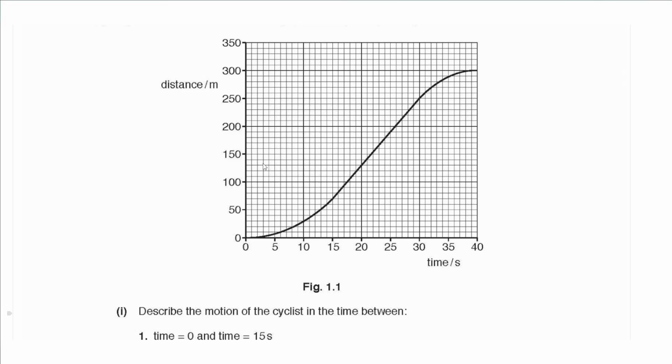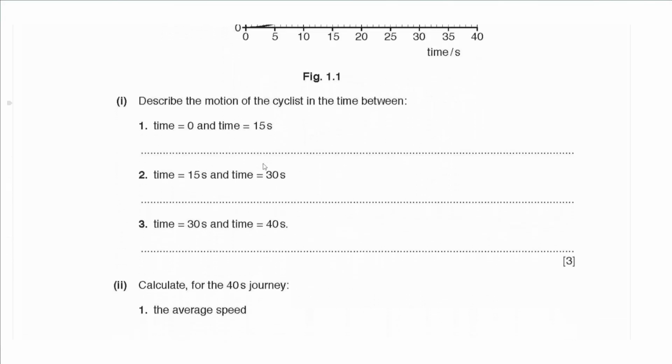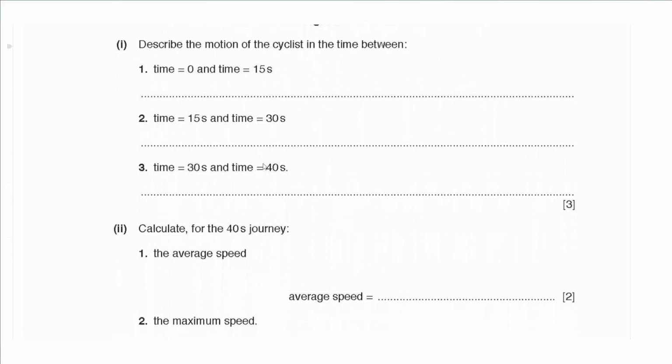And the gradient is equal to the velocity, so increasing gradient is increasing speed or accelerating, constant gradient is constant speed, and then decreasing gradient is decreasing speed or decelerating. So that's what we are going to write here. First accelerating, then constant speed, and lastly decelerating or decreasing speed.